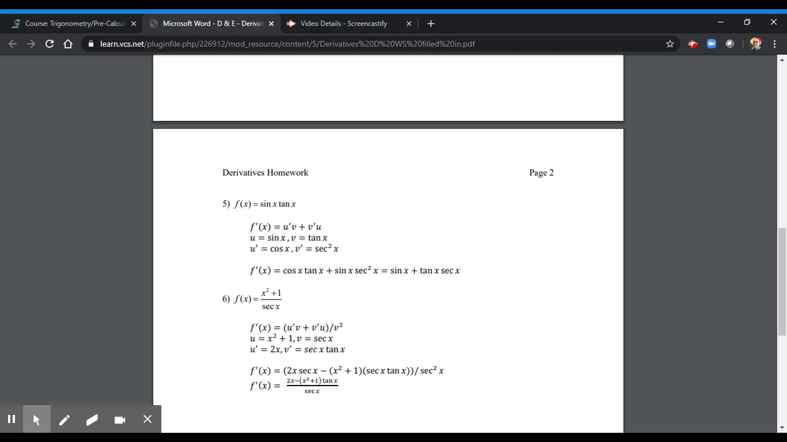Well, I've got u prime times v minus u times v prime, all divided by v squared. And I can divide out one of the secants. I've got a secant here, I've got a secant here, and I've got a secant squared in the denominator. Well, dividing out one of the secants leaves me with 2x minus x squared plus 1 times tangent divided by secant of x.